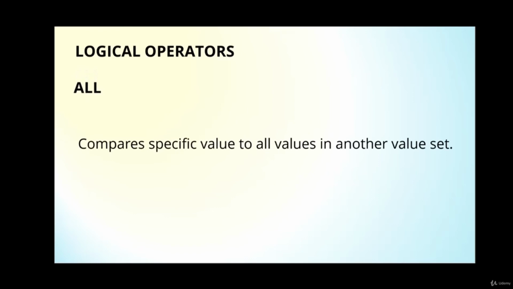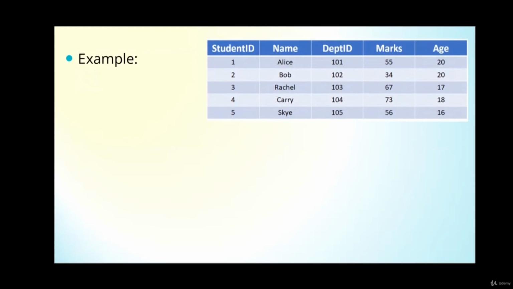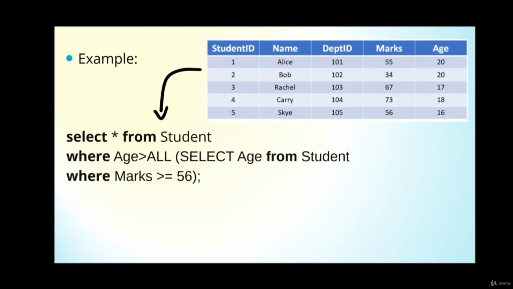Let's start with the ALL operator. So what is the ALL operator? The ALL operator compares a specific value to all values of another value set. Let's understand it with the help of an example. From this table, if we want to find the details of those students whose age is greater than the age of all students with marks above 56.